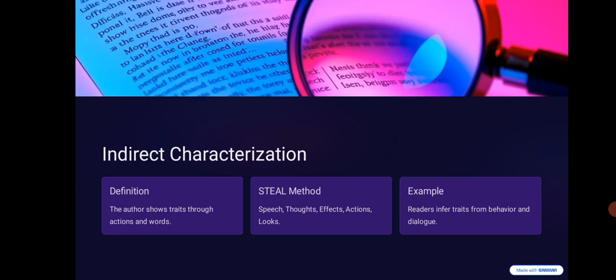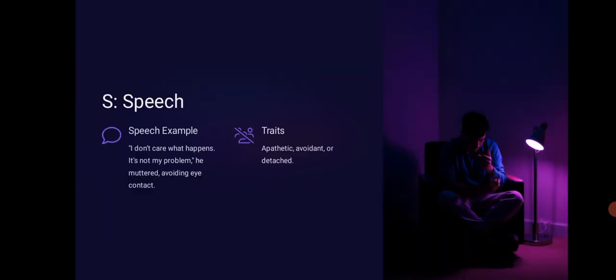So I said readers infer traits from behavior and dialogue. Using the STILL method, you infer the traits from the character or the description given to the characters. So let's start with the first one, speech. Here is an example of how to understand your characters using speech. "I don't care what happens. It's not my problem," he muttered, avoiding eye contact. Assuming you read this in a text, how do you use this speech from the character to understand the character?